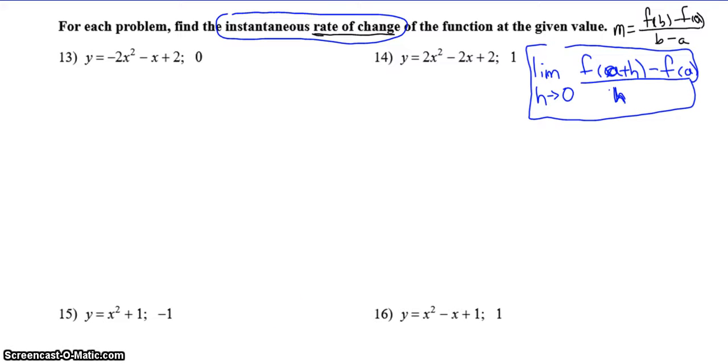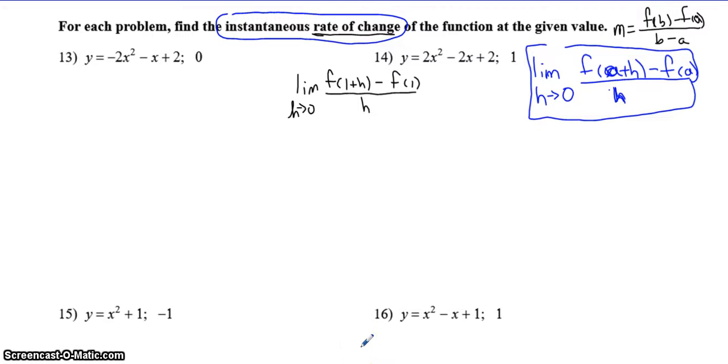So what do we do with these? Same thing. There's nothing different. So we're just going to take the limit in 14 as h approaches 0 of f of x plus h. Actually, if we do it the way we have here, instead of using x, f of 1 plus h minus f of 1 over h. Now that doesn't look much different.